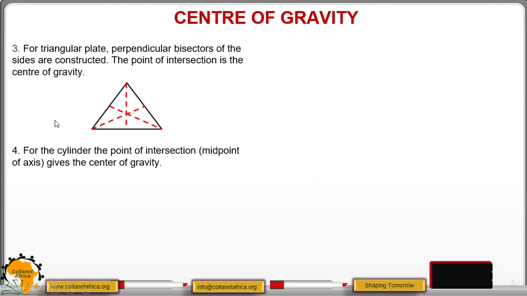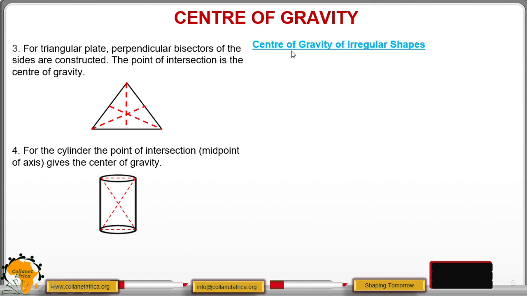Or we have the cylinder, and here we construct the axes, and wherever they meet gives the center of gravity of the cylinder, and that means that the center of gravity is this particular point here.